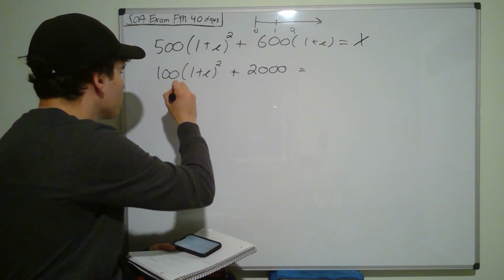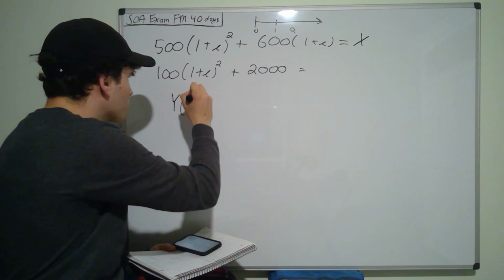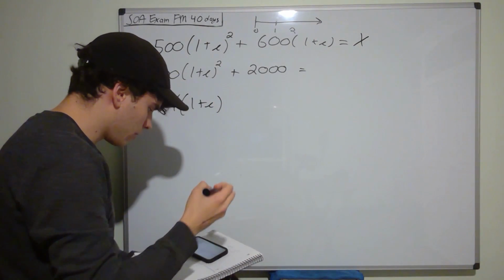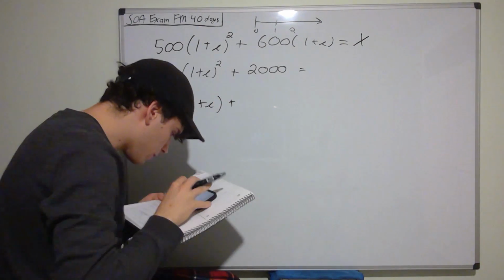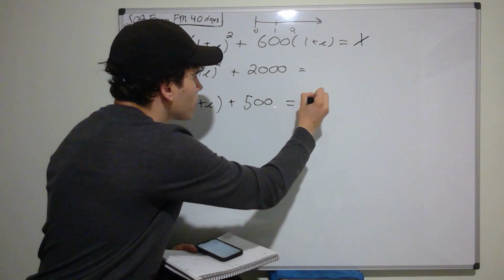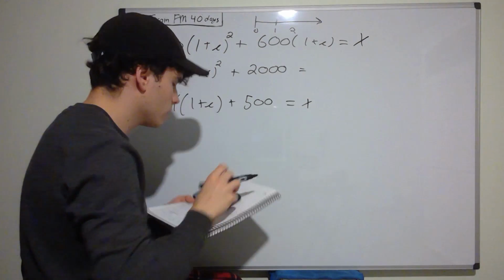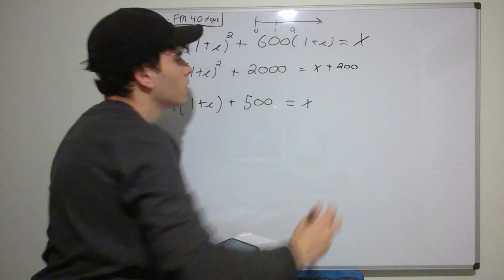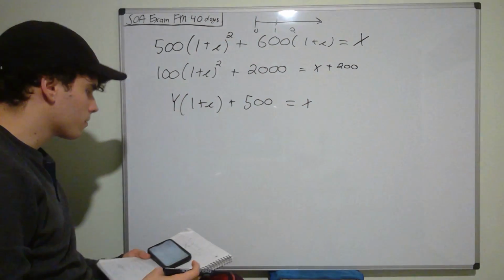And then for the last one, we have y for C. So we have y times 1 plus i, because in the second one, and then plus I believe that's a 500, yep, 500 equals x, and this one is x plus 200. Awesome. Can you read that? Yes, you can.